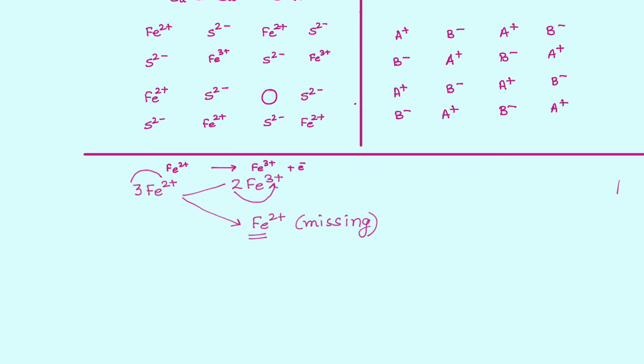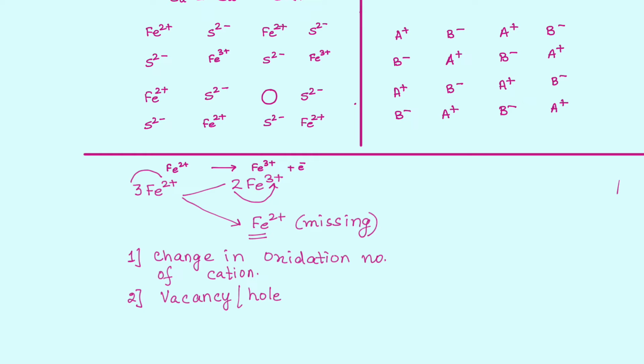So overall, in this effect, what has happened is, first, there has been a change in the oxidation number of the cation, right? I hope you are writing all of this down. And secondly, a vacancy or hole is created. There is a gap created over here. So both things are happening.